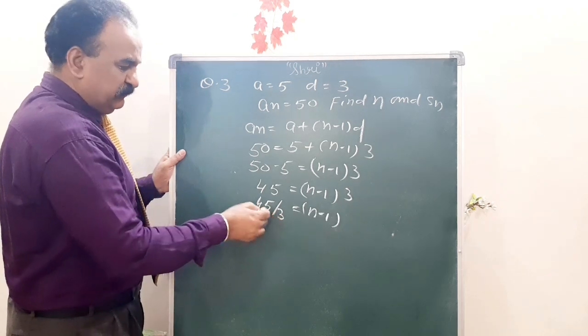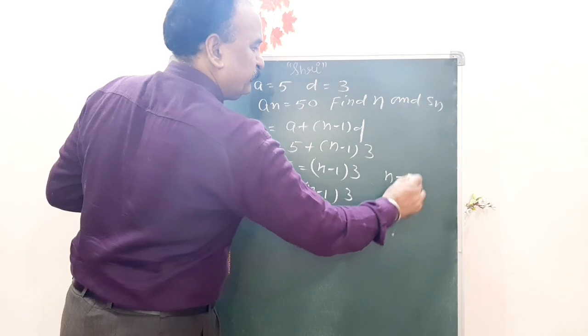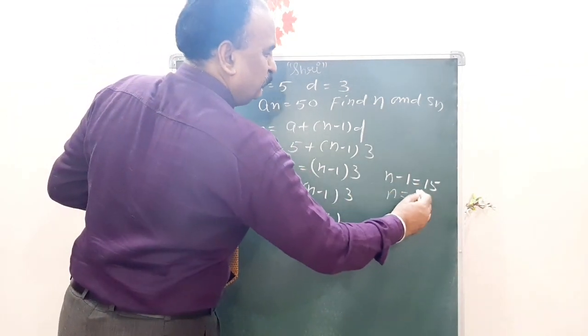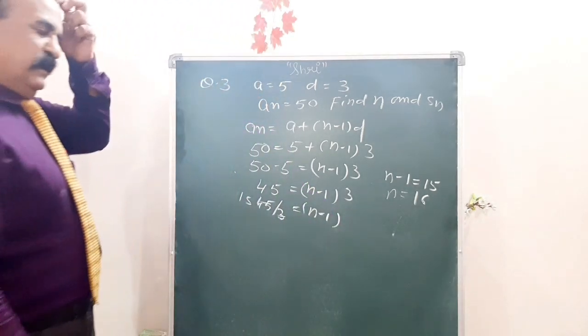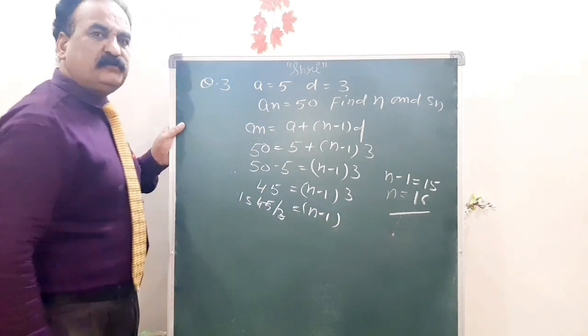45 upon 3 means 3 ones are 3, 3 fives are 15. So n minus 1 is equal to 15. So n is equal to 16. It means the number of terms n is equal to 16.